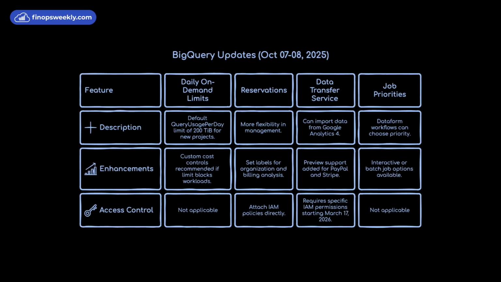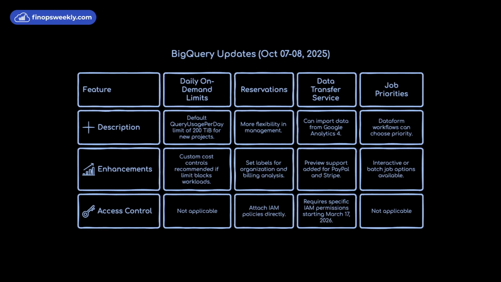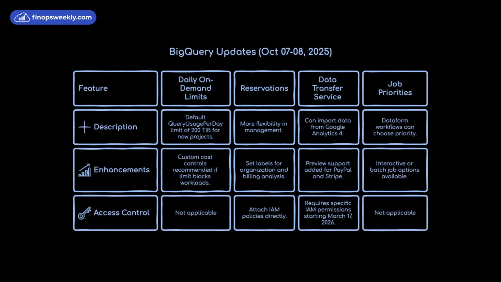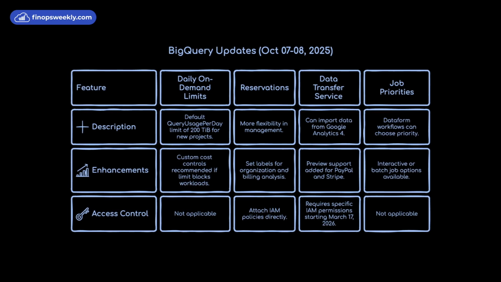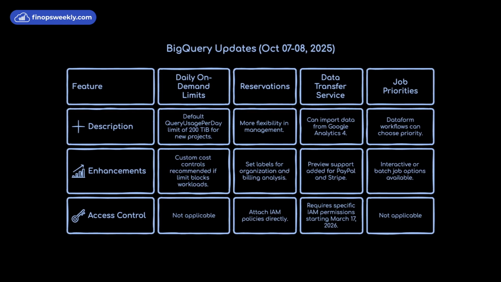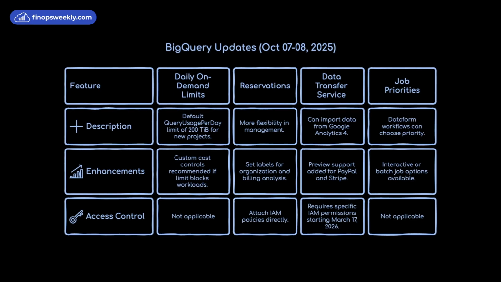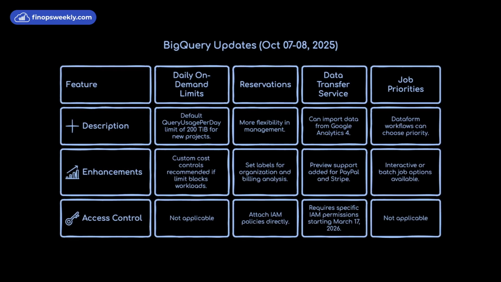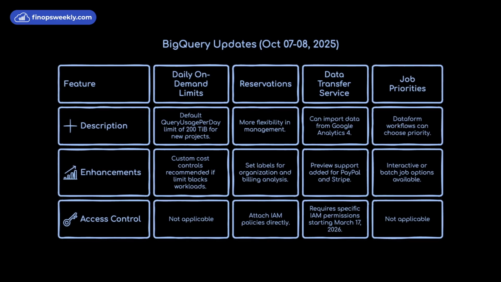So now that you have signed up for the FinOps Weekly Summit, we can continue with our providers and we are going to move to GCP. And starting with them are the BigQuery updates that we have this week. We have daily on-demand limits, so the default query usage per day limit is now 200 terabytes for new projects. And we have updates for reservations, so more flexibility in their management. You can now set labels for the organization and billing analysis, and you can attach IAM policies directly, helping the management of them.